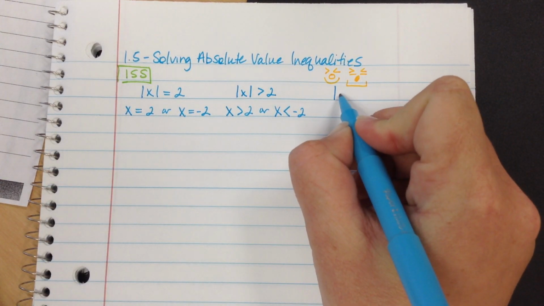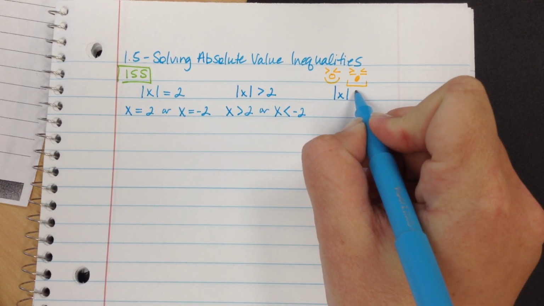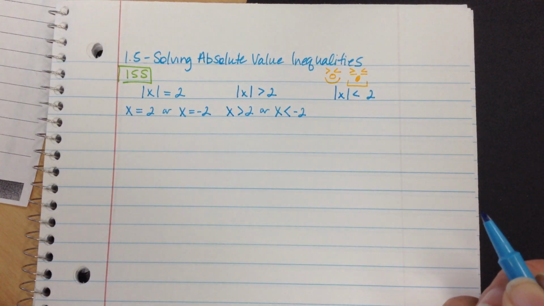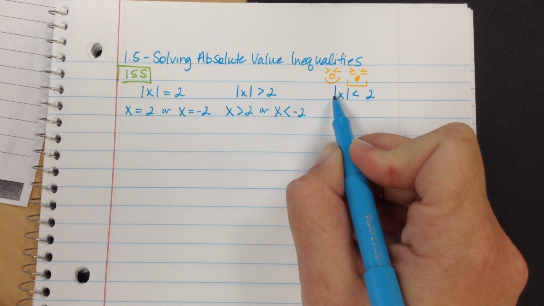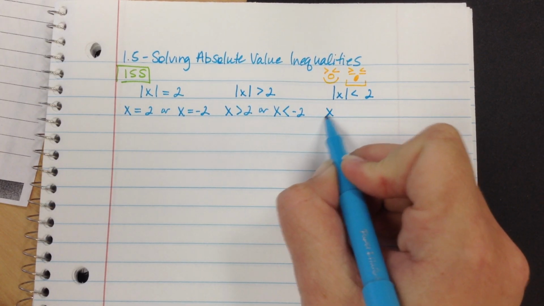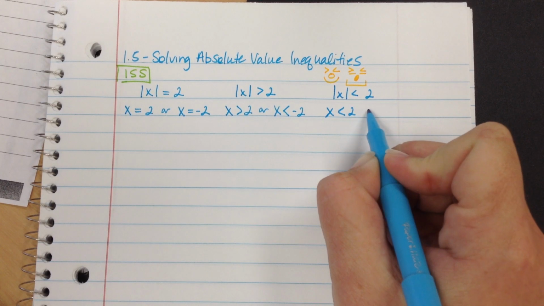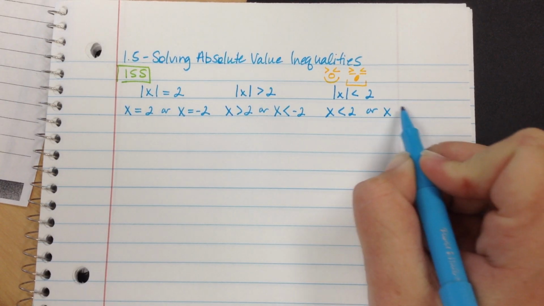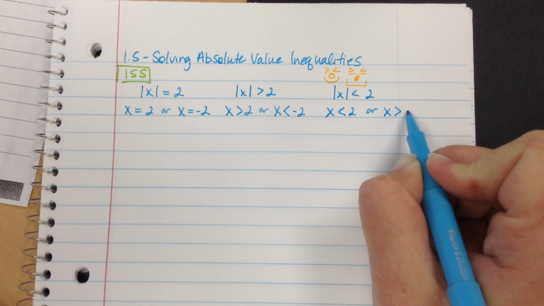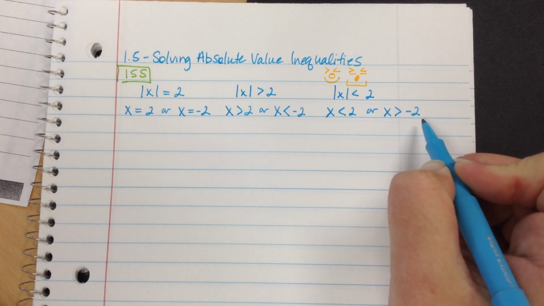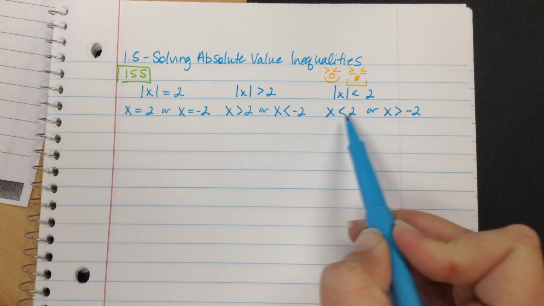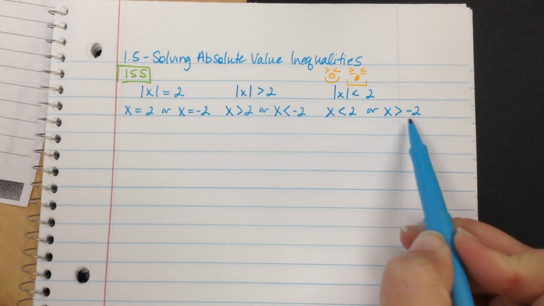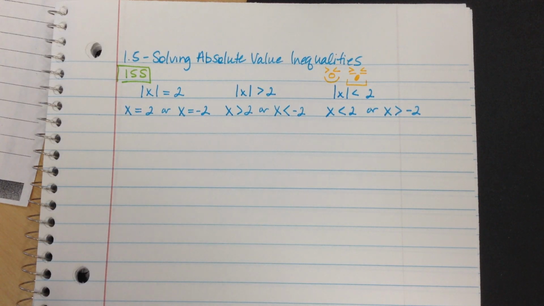Lastly, if we have absolute value of x is less than 2, it works the same. So our absolute value bars are already isolated. To separate, we would have x is less than 2, or x is, flip the sign, greater than negative 2. So again, no matter what the sign is, on your separate stage, you have to flip the sign and change it to a negative. We've already done the negative before, but just to reinforce that.